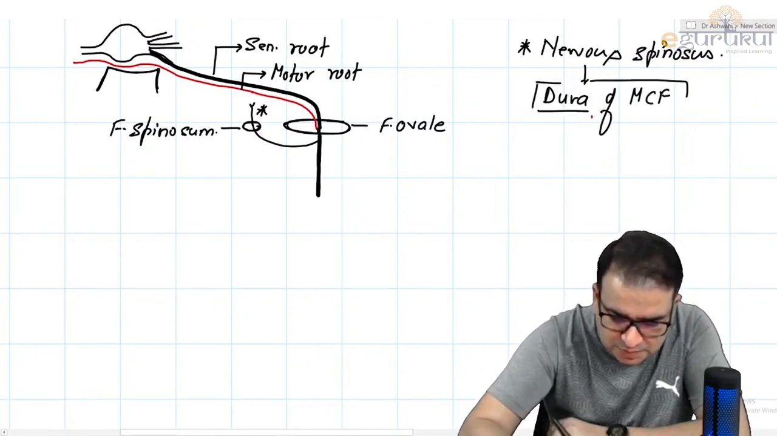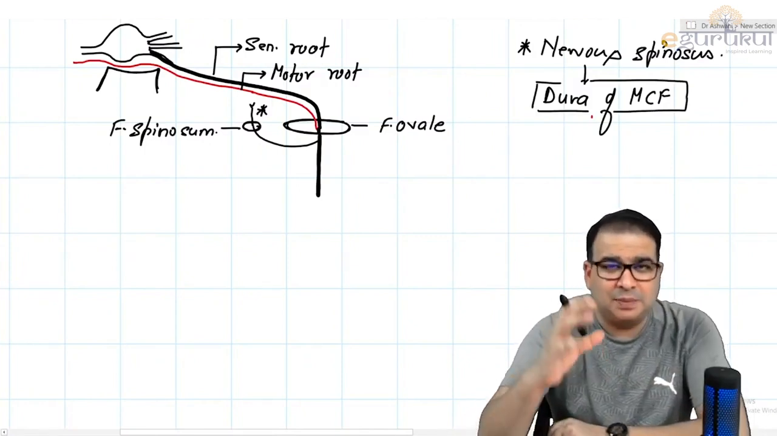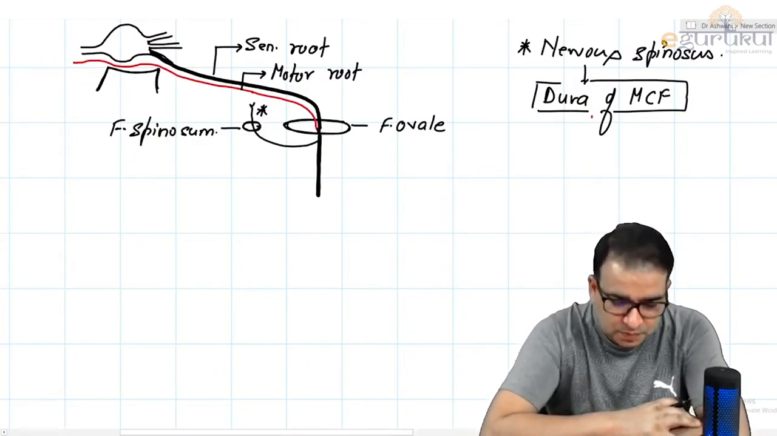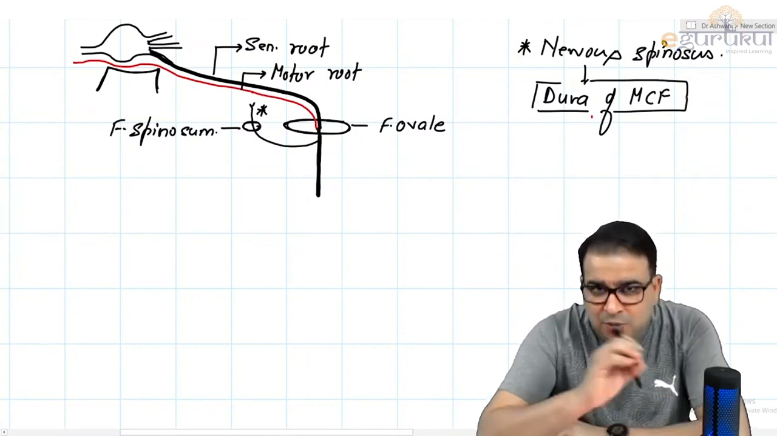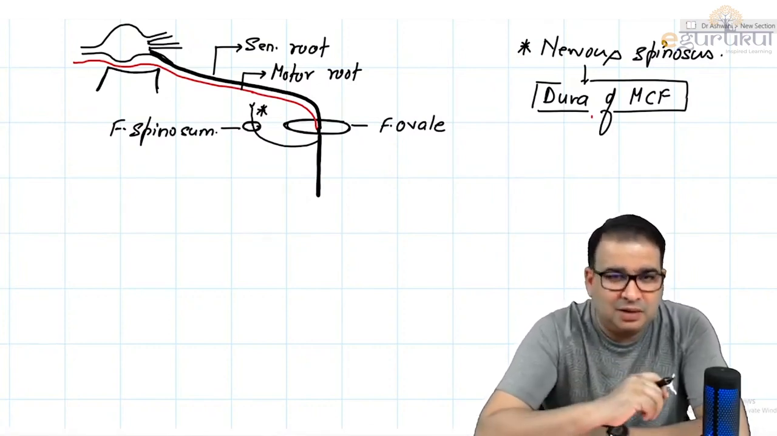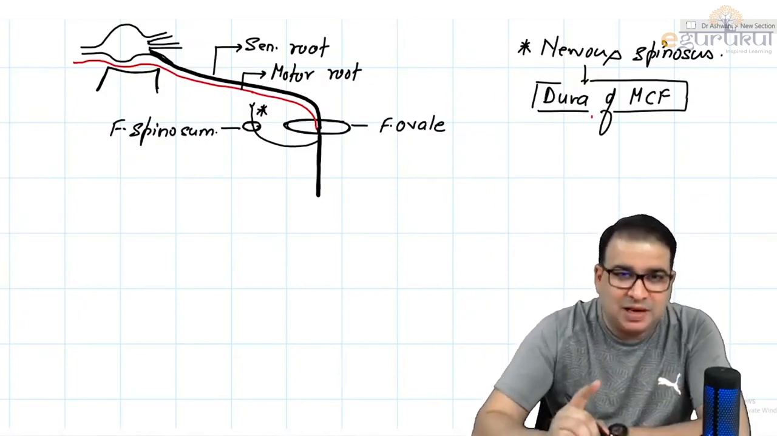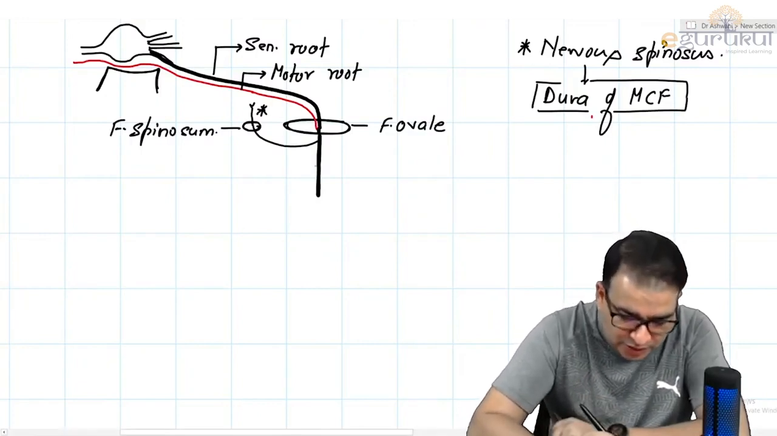Nervus spinosus is mainly supplying the dura of the middle cranial fossa. It's a dominant nerve of the dura mater. So we call it the nervus spinosus. There is an artery also going through this foramen called the middle meningeal artery. But I'm going to draw that middle meningeal artery in a while because I have to share one important relation here, guys. So that's one thing about the trunk. It gives what nerve? Nervus spinosus.